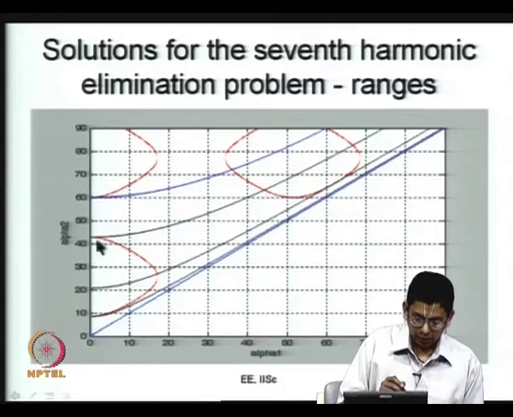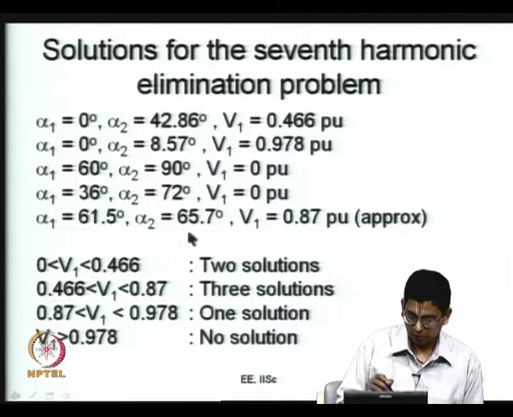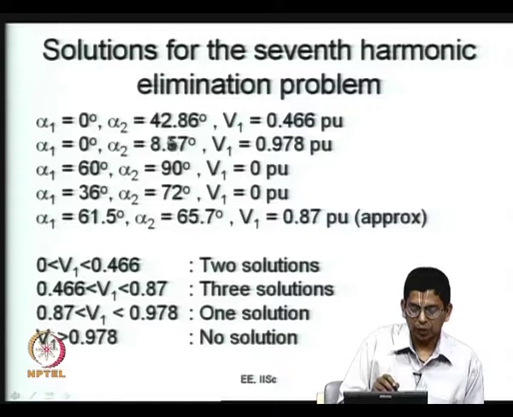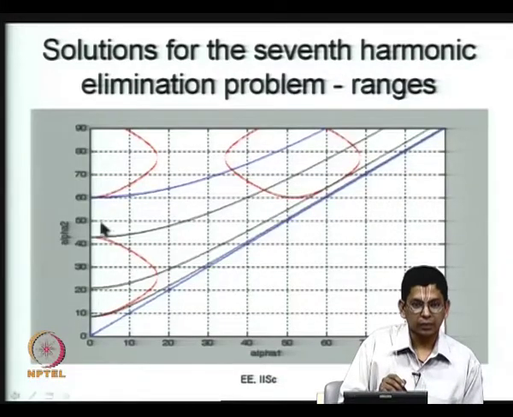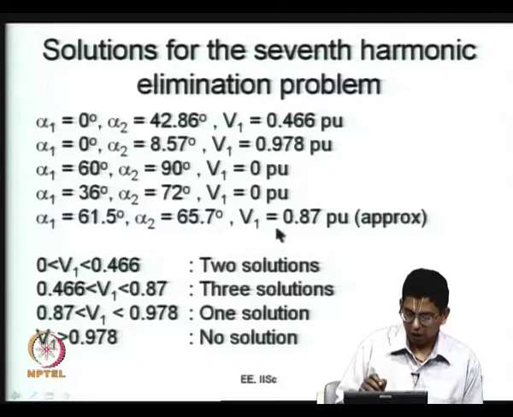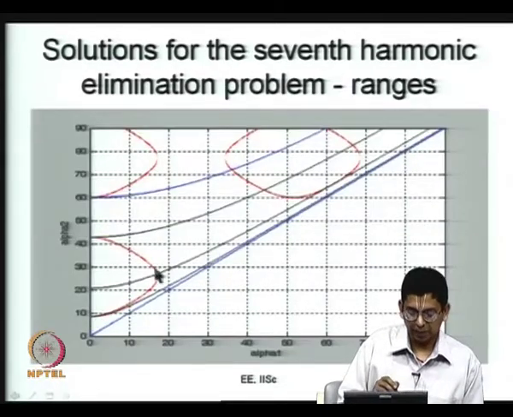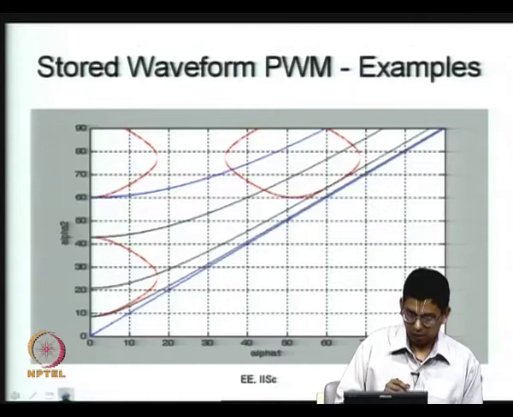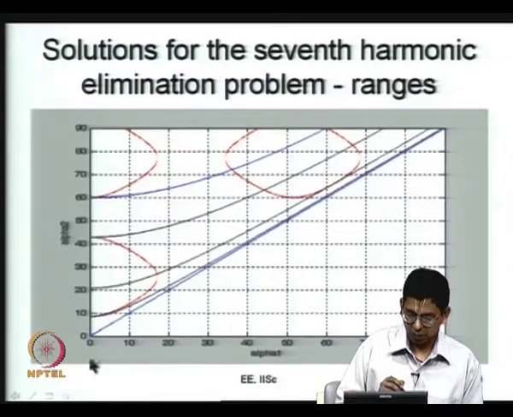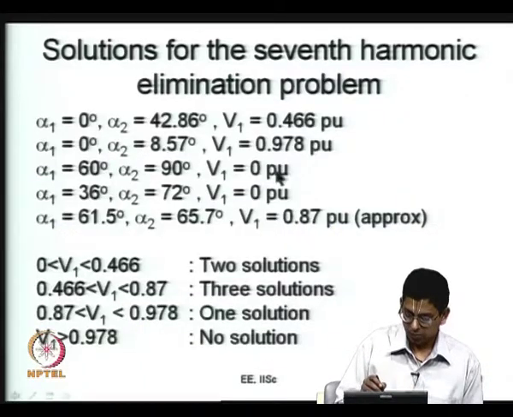And if you look at what the fundamental voltage is at this point, alpha 1 is 0, alpha 2 is 42.86, the fundamental voltage is something like 0.466. So, from 0 to 0.466, this one does not give you any solution. From 0.466 all the way up to 0.978, it gives you one solution. So, this one gives you 2 solutions between 0 to 0.87, and this one gives you one solution between 0.547 to 0.98 or so. So, between 0 to 0.46, this is 0.46.